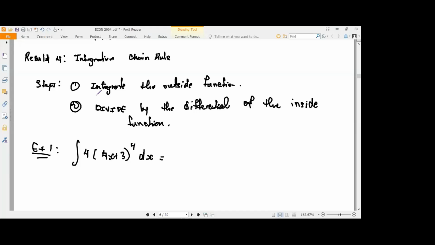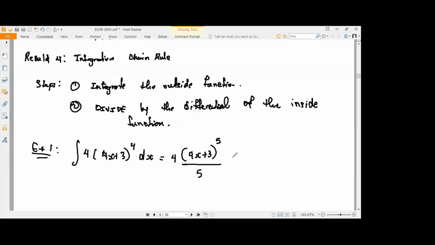First step says that you're supposed to integrate the outside function. So when I integrate the outside function, when I integrate (4x plus 3) to the fourth, it's going to give me (4x plus 3) to the fifth divided by 5. Now remember that there was a 4 at the start. Don't leave that out. So divided by 5, so I integrate the overall outside function.